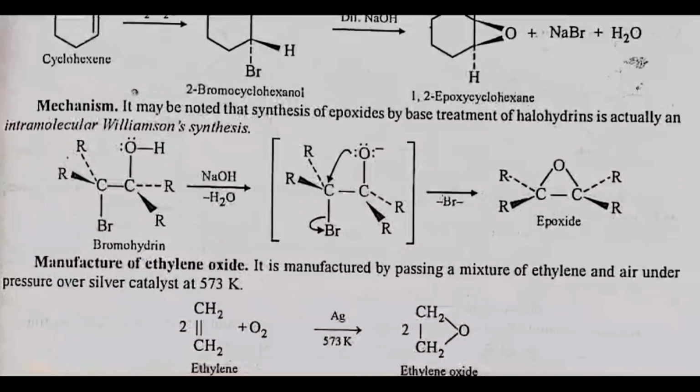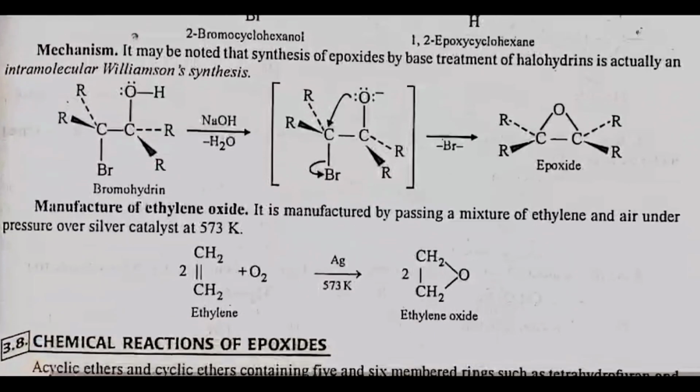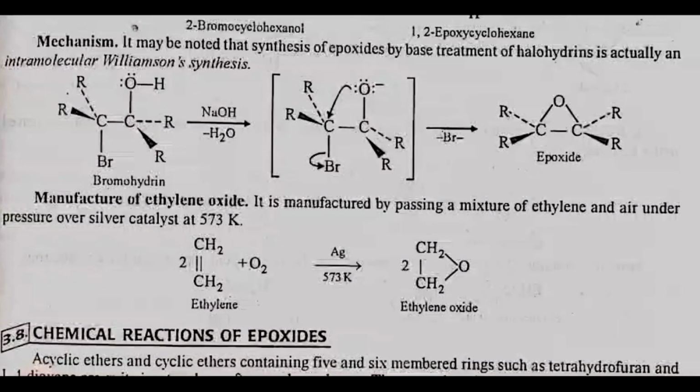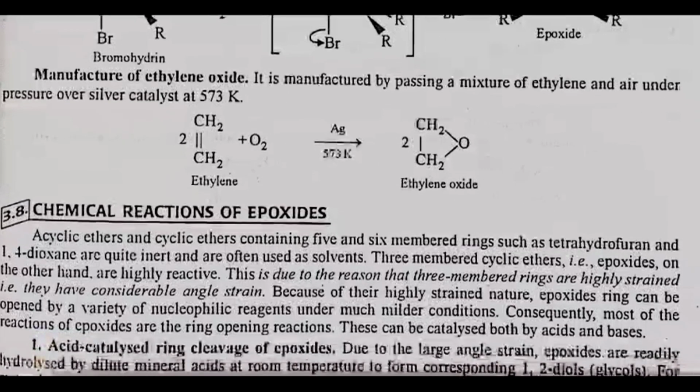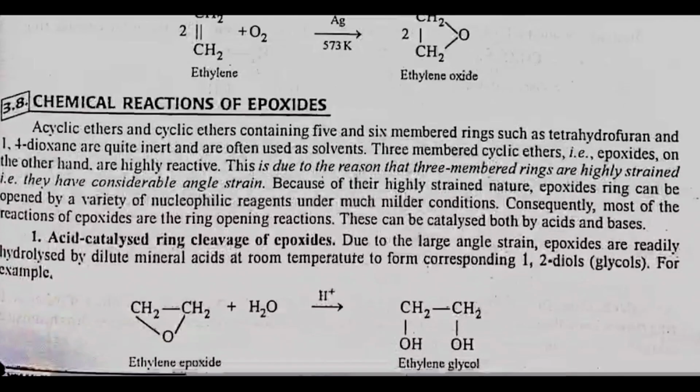Mechanism. It may be noted that the synthesis of epoxides by base treatment of halohydrins is actually an intramolecular Williamson synthesis. Bromohydrin in presence of NaOH gives epoxides. Manufacture of ethylene oxide. It is manufactured by passing a mixture of ethylene and air under pressure over silver catalyst at 573 K. Ethylene plus O2 in presence of Ag at 573 K gives ethylene oxide.